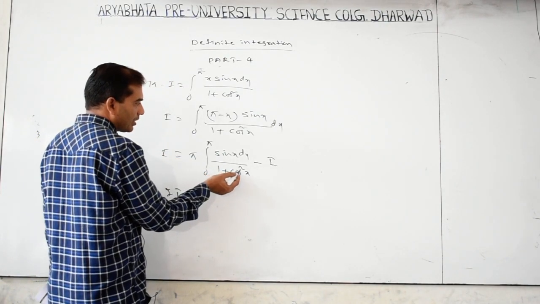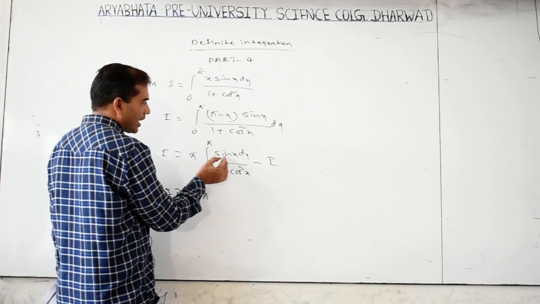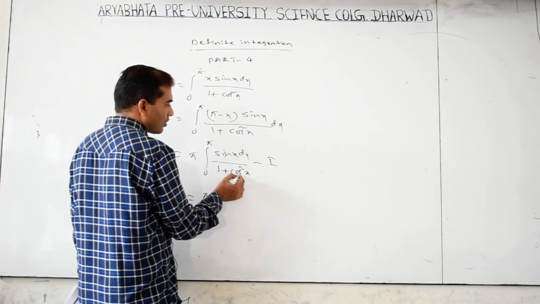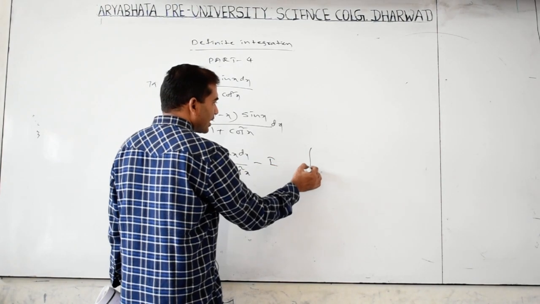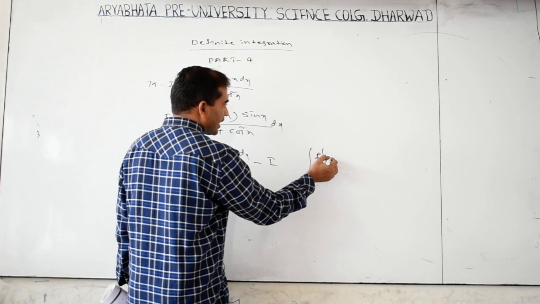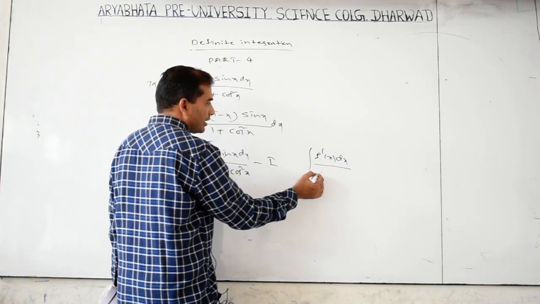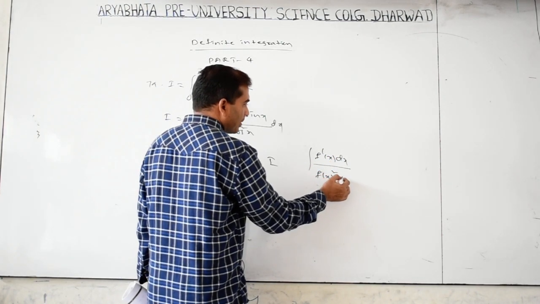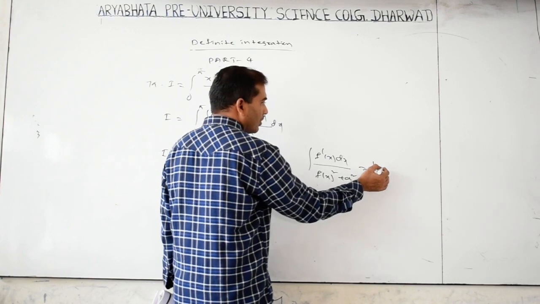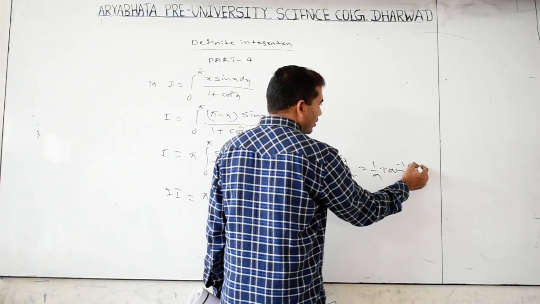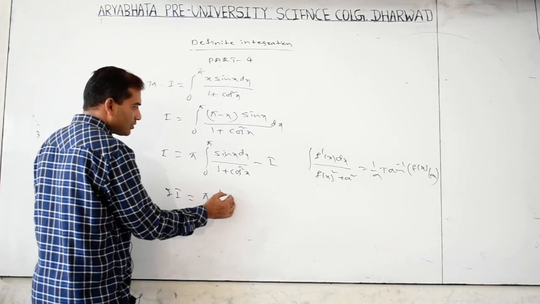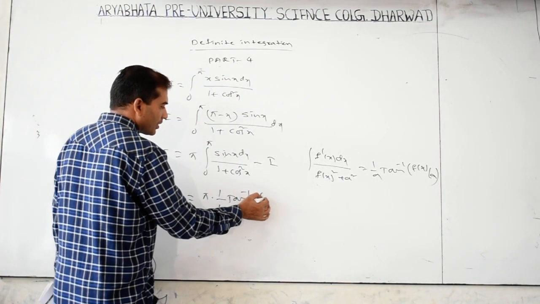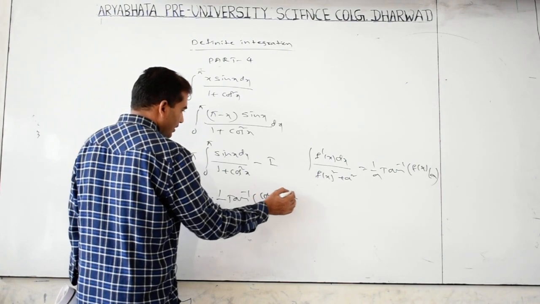It's a direct formula. The derivative of cos x is here: f dash x by 1 plus f of x whole square. The formula is tan inverse of f of x by a: integration of f dash x dx by f of x whole square plus a square equals 1 by a tan inverse of f of x by a. So 1 by a is 1, tan inverse of cos x plus c.